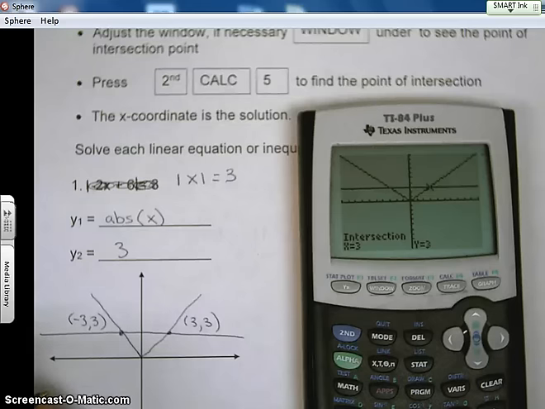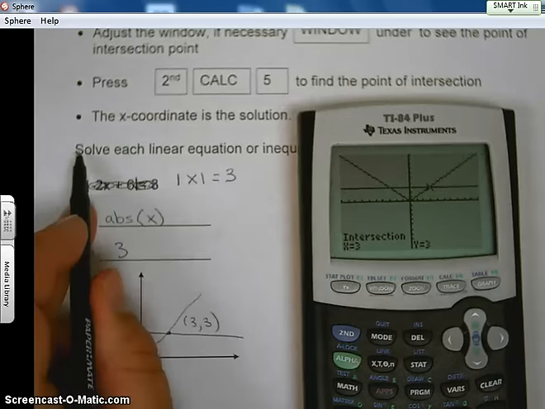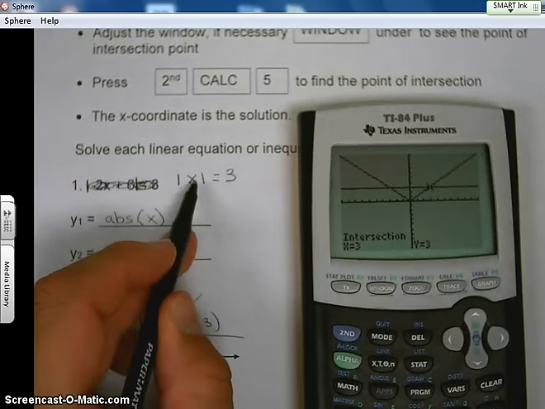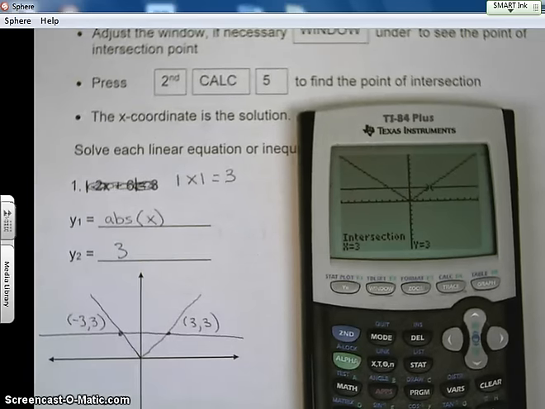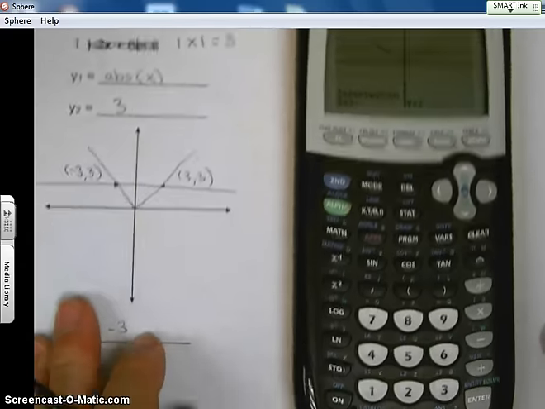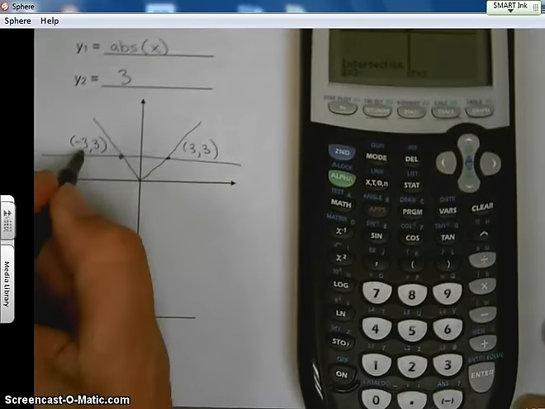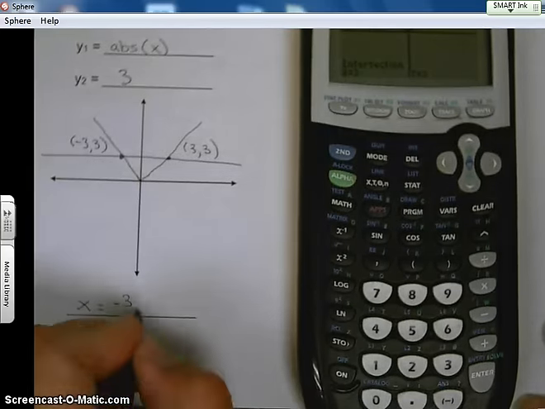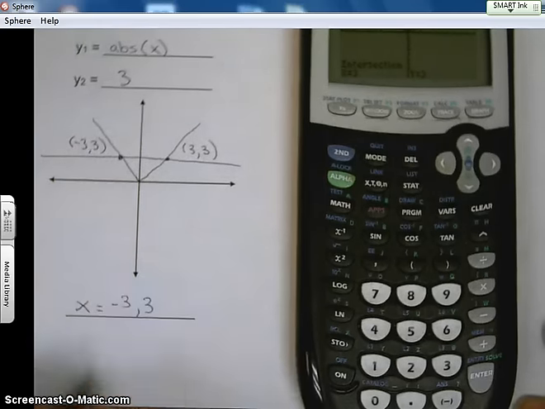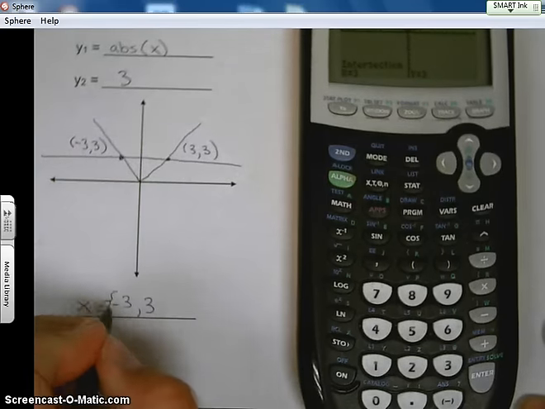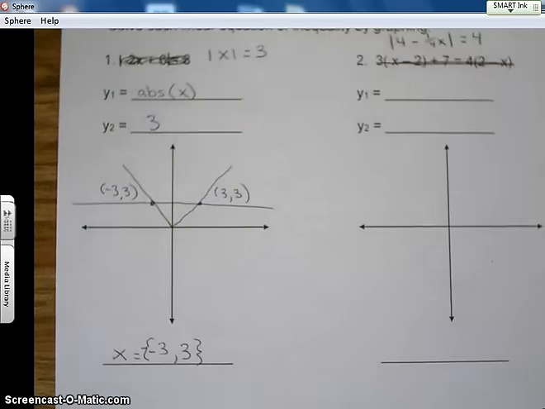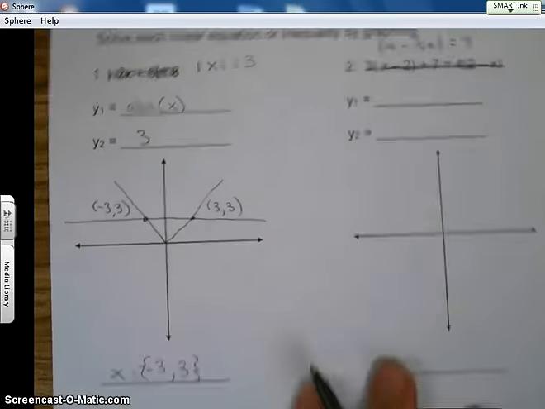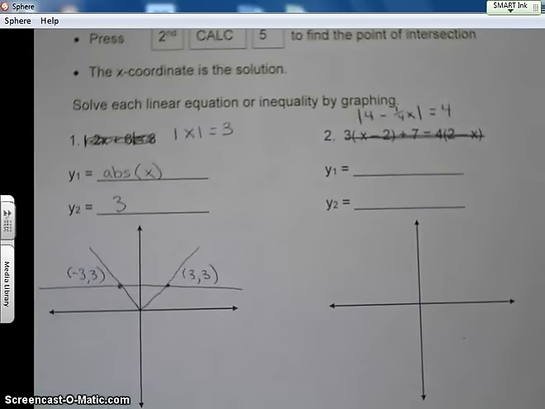Okay, so we're solving for x. So the x value is going to be -3 and +3. So that is your solution set. Okay, we did an example like this in class. Okay, let's take a look at number 2.